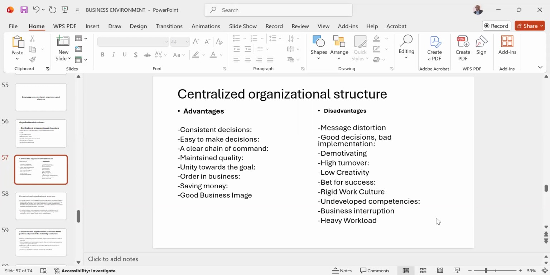Also, there's heavy workload. A lot of work for them because there's no delegation. Everything goes to the central part of the company, so the workload is much on them. And that's why they will tell you, oh, even though the closing hour is 4, they will not go home until 10 p.m.